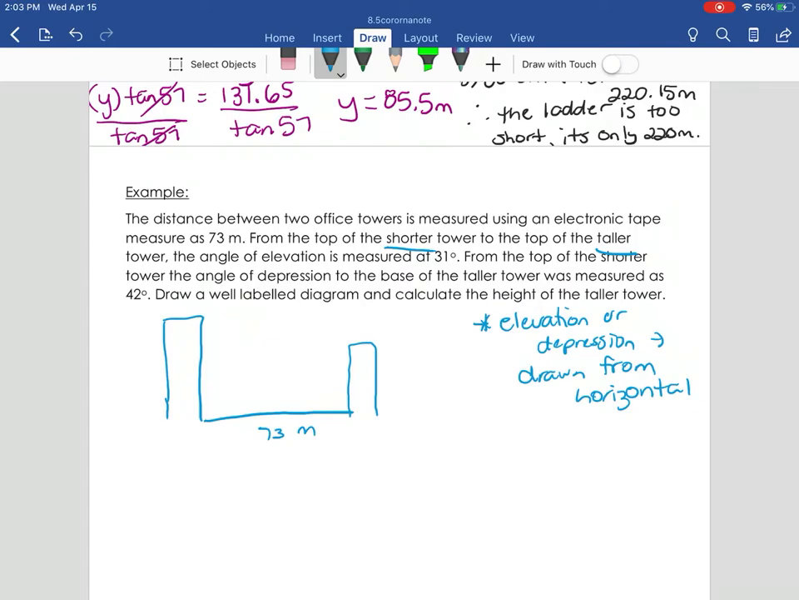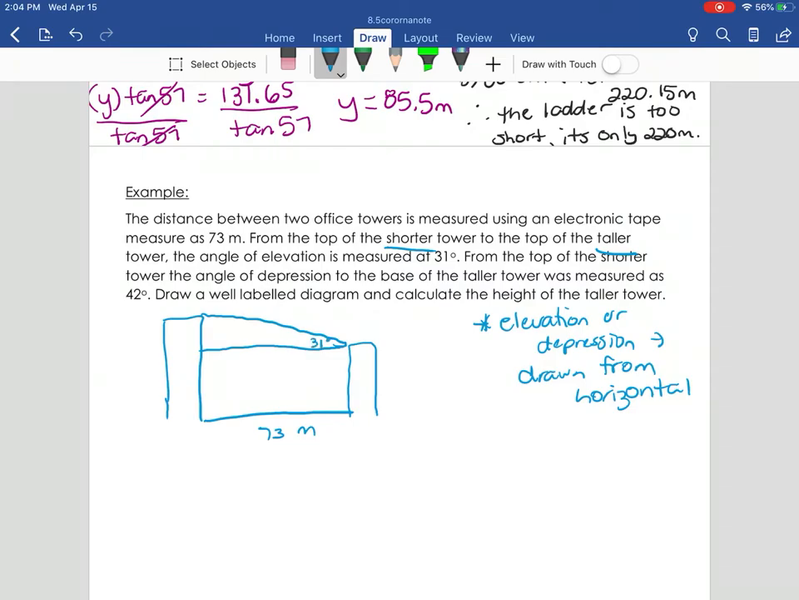Okay, and again, because we want to make two triangles, then it makes sense. Oh, yes, okay, we need some sort of straight line to get that 90 degrees. So draw in the horizontal. It says from the top of the shorter tower, so the top of the shorter tower is going to be where the horizontal goes. And then it says from the top of the shorter tower to the top of the taller tower.